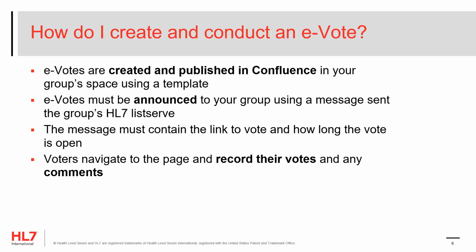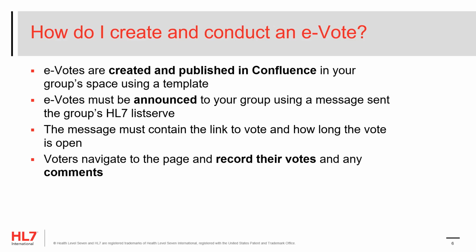E-votes are created and published in Confluence in your group space using a template. After the vote is created, it must be announced to your group using a message sent to the group's listserv. The message contains the link to the vote and how long the vote is open. Voters simply navigate to the page, record their votes, and any comments.